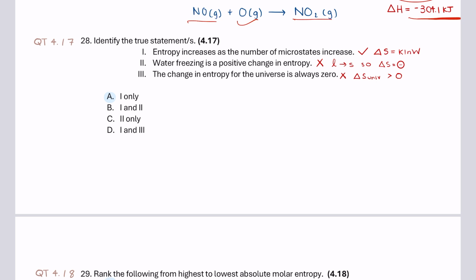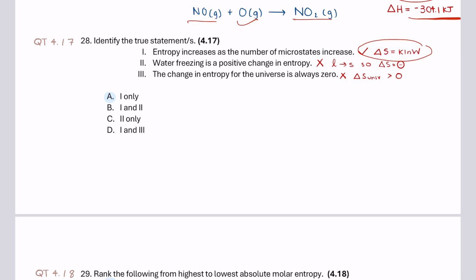This statement is true. In thermodynamics, entropy is a measure of disorder or the number of possible ways a system can be arranged at the microscopic level. The more microstates a system has, the more ways its particles can be arranged, and therefore the higher the entropy. This relationship is captured by the equation delta S is equal to K natural log W. Delta S is the change in entropy, K is the Boltzmann constant, and W is the number of microstates. So statement 1 is correct.